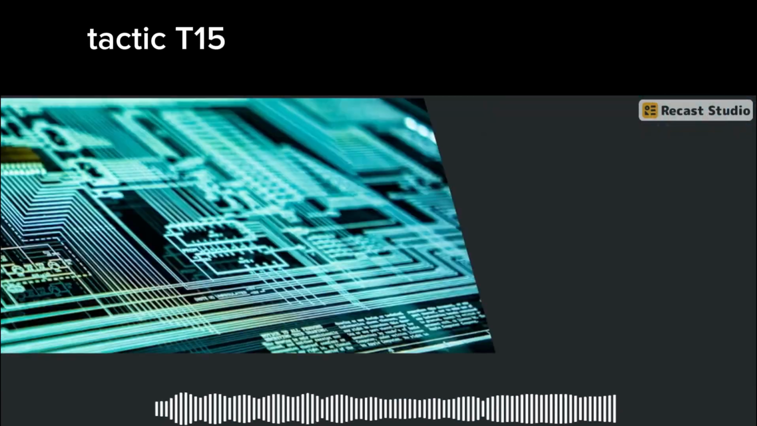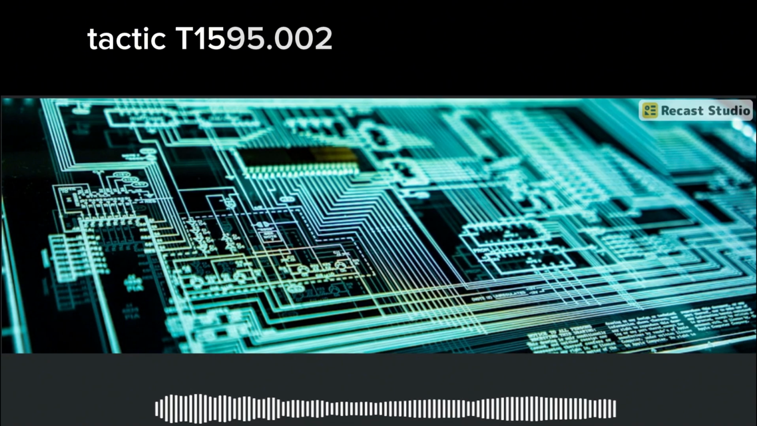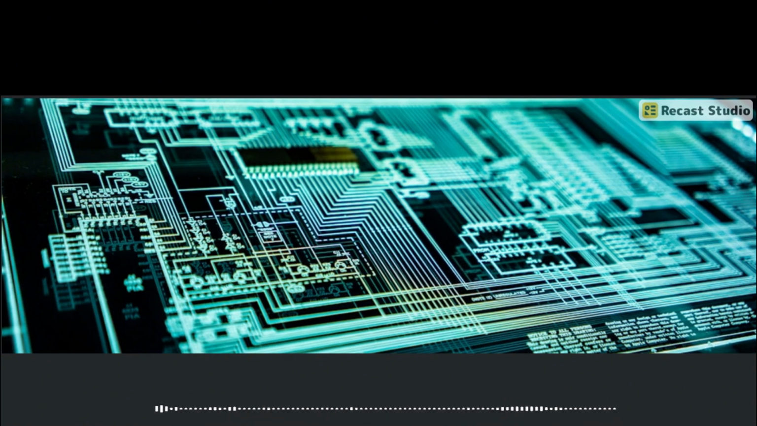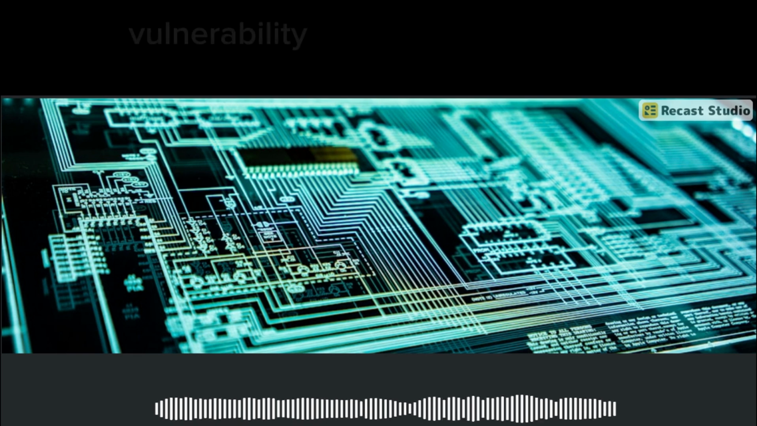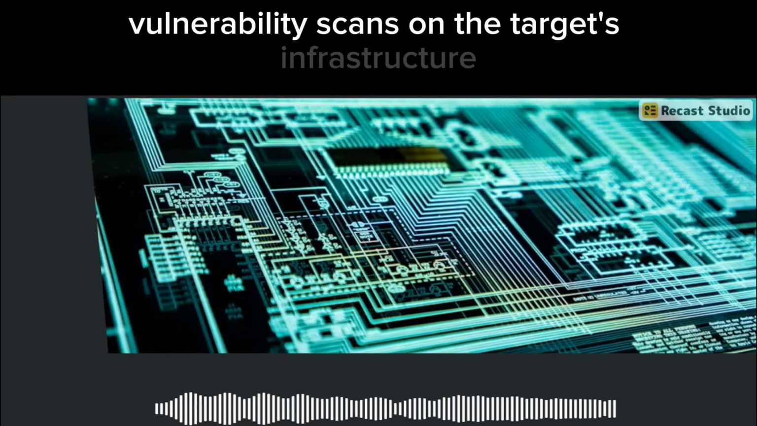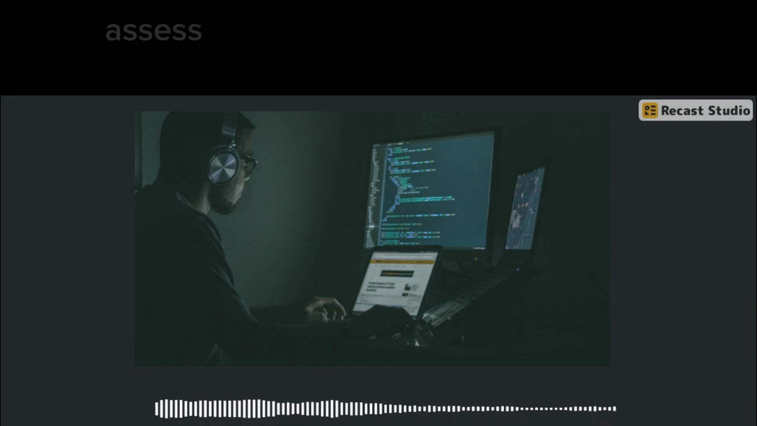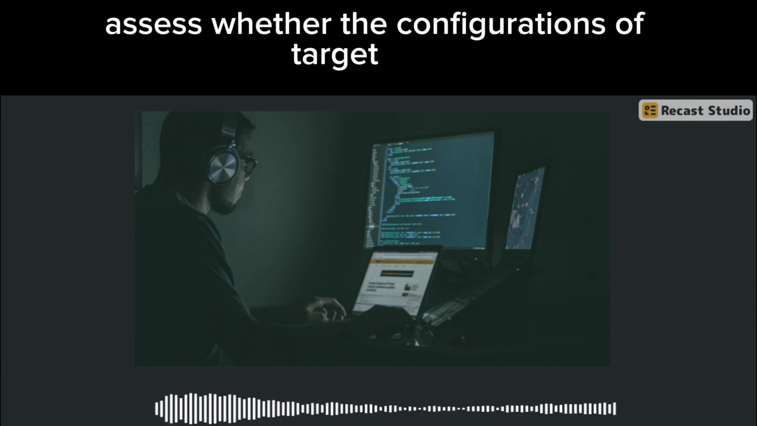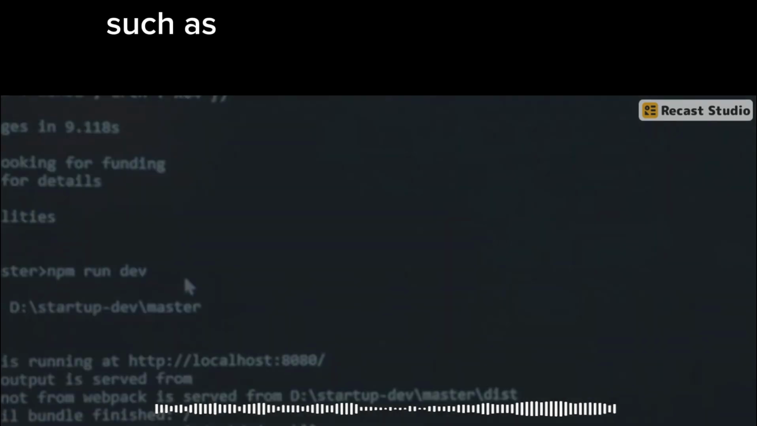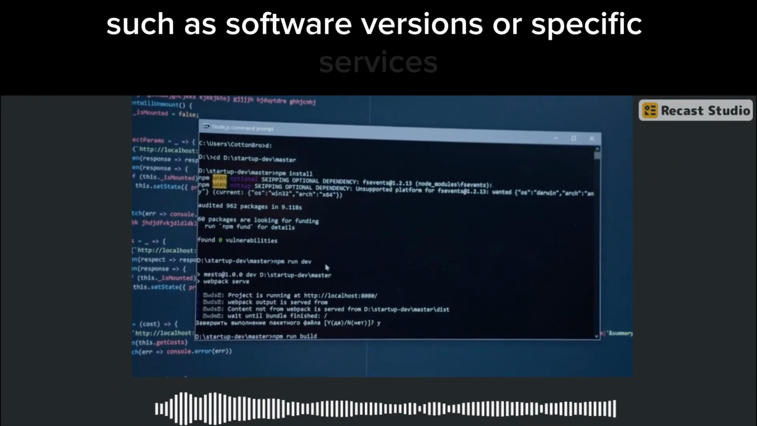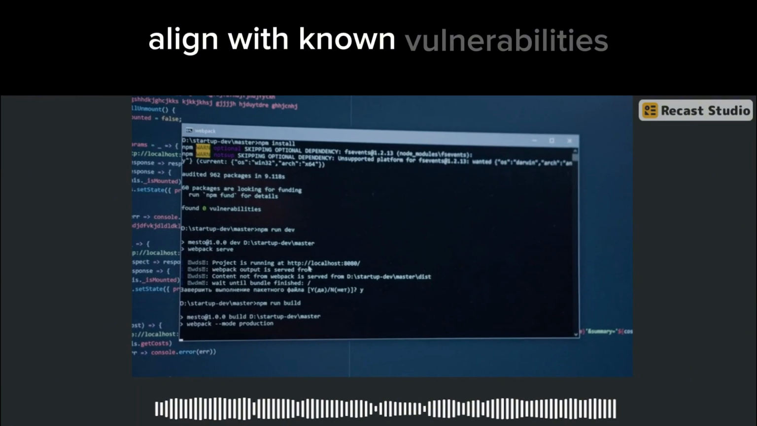T1595.002, Vulnerability Scanning. Here, adversaries conduct vulnerability scans on the target's infrastructure to discover potential weaknesses. These scans typically assess whether the configurations of target hosts or applications, such as software versions or specific services, align with known vulnerabilities.